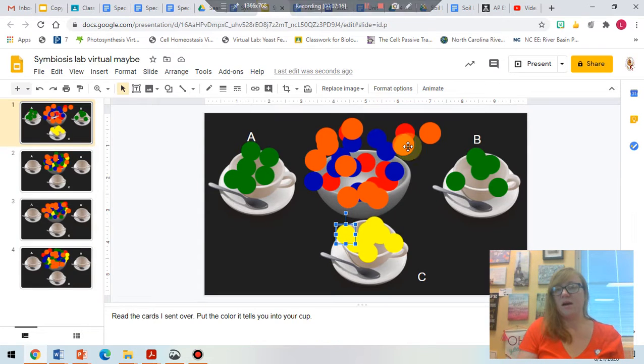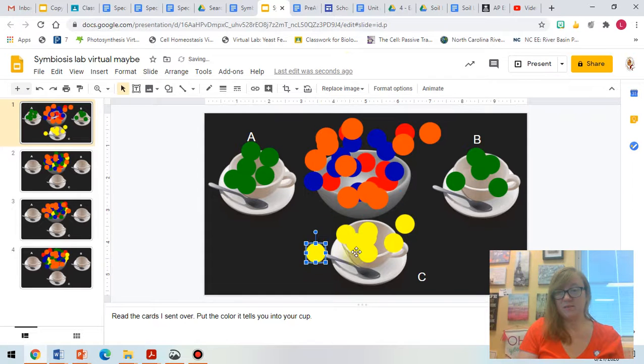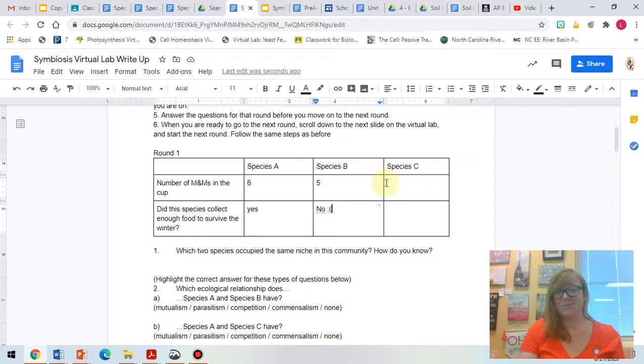Okay. And now let's look at C. How many did C have? I gotta move them so I can count them a little bit better. 1, 2, 3, 4, 5, 6, 7, 8. C was rolling. And yes, C survived the winter. Okay, that's how you fill out these data tables. That's where I got these numbers from.